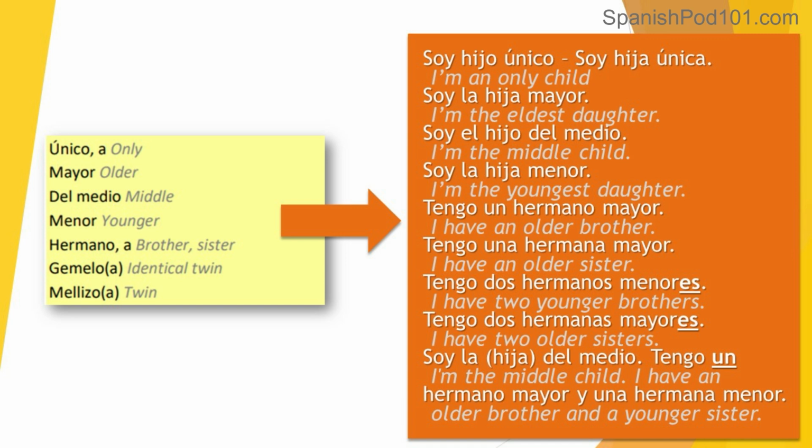Sí, aquí hija es opcional. Here, hija is optional. You can say soy la del medio. Soy el del medio. Sí, I'm in the middle. Tengo un hermano mayor y tengo una hermana menor. See, be careful here also when you say hermano. When you want to say a brother, we have to say "un hermano." Es incorrecto. It's incorrect to say "uno hermano."